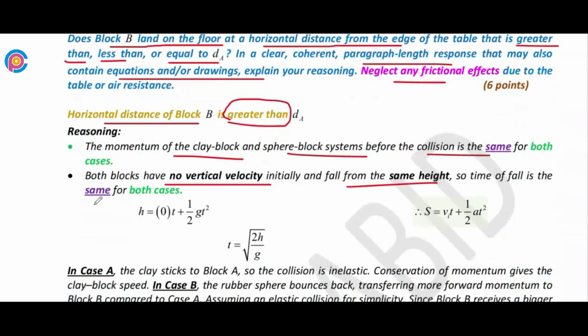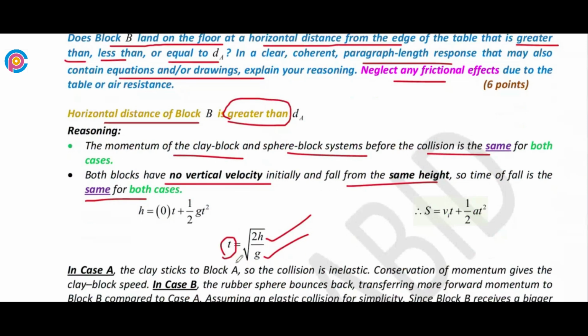So the time of fall is the same for both cases, as s can be represented by h, the height, and the initial velocity is zero in both cases vertically. So a is replaced by g, and t is equal to the square root of 2h by g. h is the same for both cases, g is the same for both cases. So the time of flight is the same for both cases.